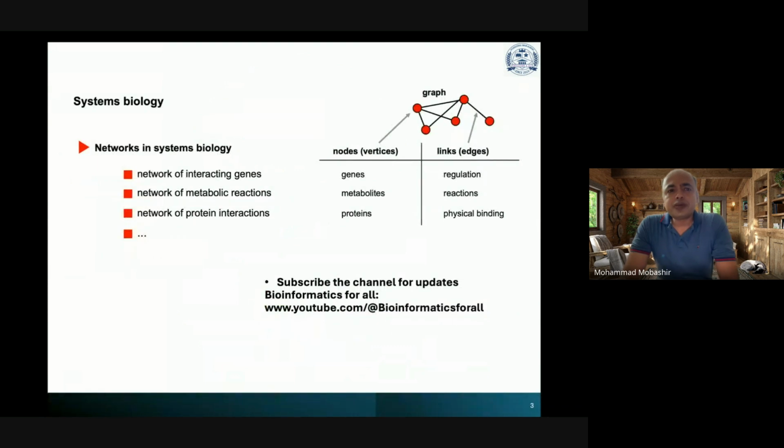Now, in systems biology, which I have already discussed in the last three or four lectures, you will be learning about networks of genes, proteins, and metabolites. Here you can see one basic example of a network as a graph. You can see the nodes or vertices in red color, which could be genes, metabolites, or proteins, and then links or edges, which are regulation, reactions, or physical bindings.